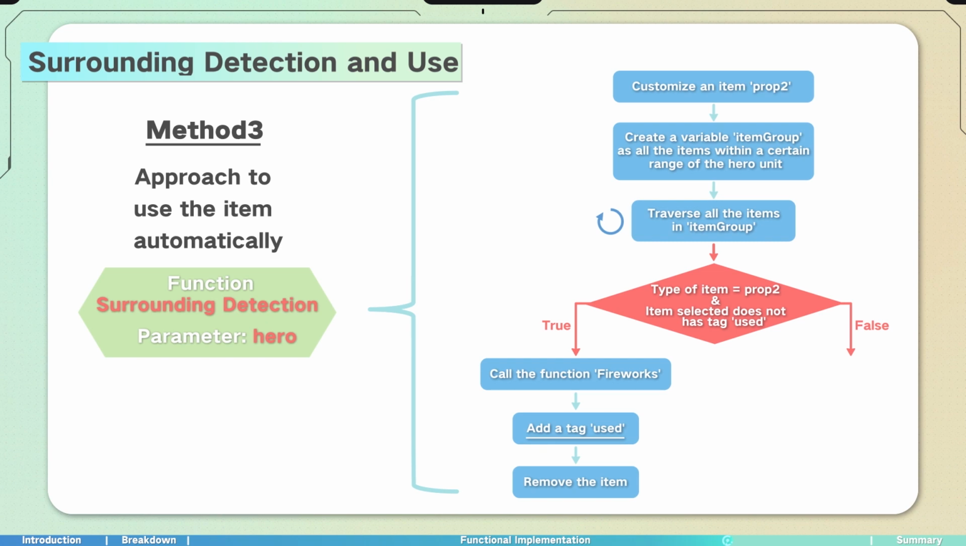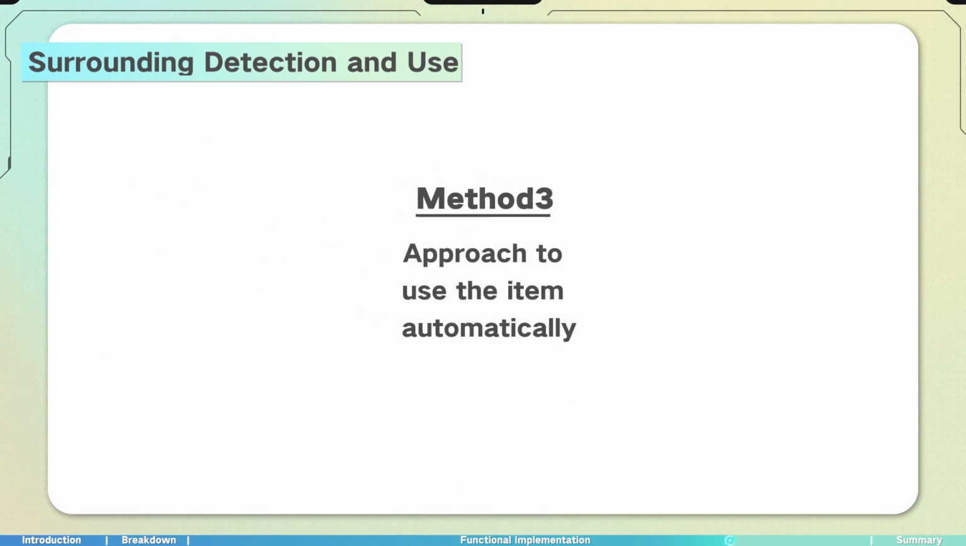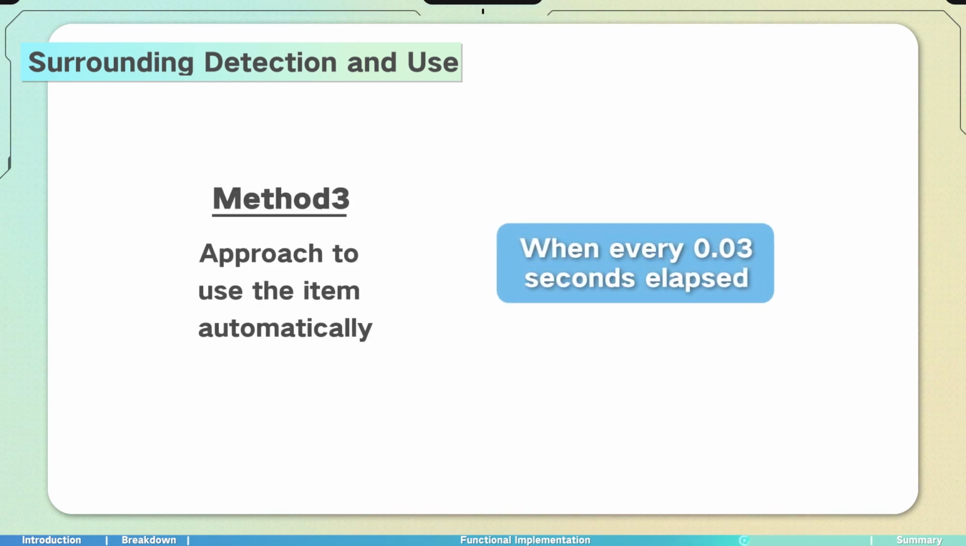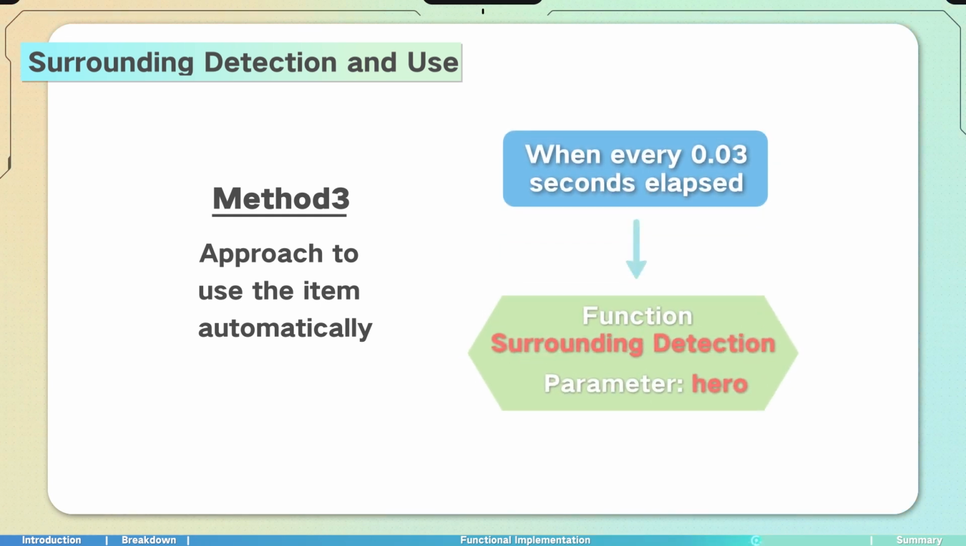Now, we need to set the triggers to call the function surrounding detection, as we want to check the surroundings all the time to detect the interactive items and use them immediately. We need to set a frame timer. When every 0.03 seconds elapsed, that is a frame in Cleekly. We call the function to detect the qualified items around the hero unit and use them.